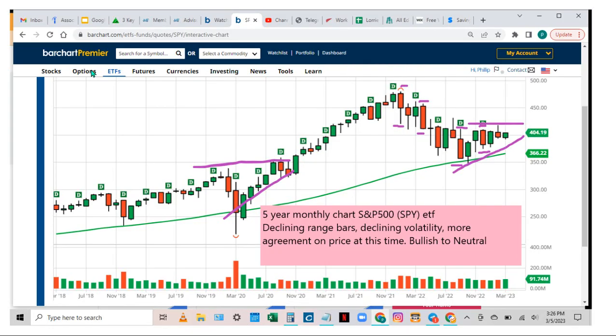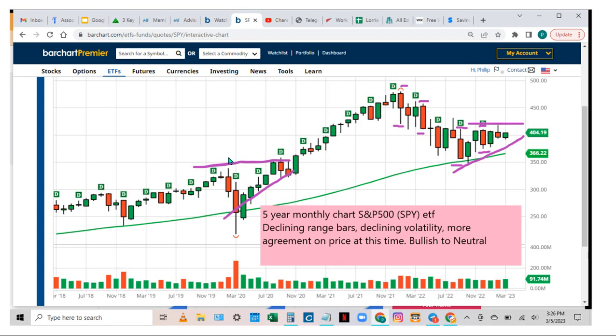Here we're going to get into reviewing the markets for this month. This is the 5-year monthly chart for the S&P 500 ETF, symbol SPY. What you can see on here is some declining range bars over here on the right. What I mean by that is you can see on the chart declining volatility, more agreement in price, and kind of a bullish to neutral pattern.